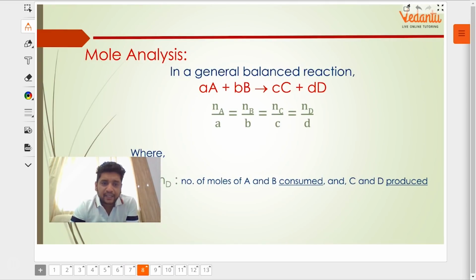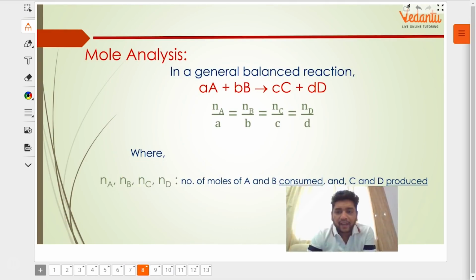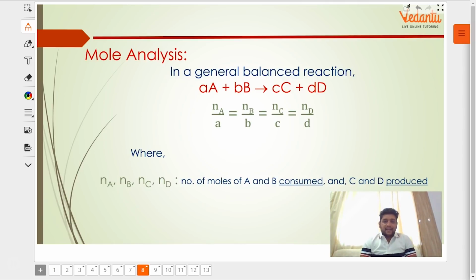The other approach that we can use is what we call the mole analysis equation. Okay? What is the mole analysis equation? In a general reaction like this, aA plus bB giving you cC plus dD, the number of moles of A consumed divided by a will be equal to the number of moles of B consumed divided by b, which will be equal to the number of moles of C produced divided by small c, and the number of moles of D produced divided by small d.